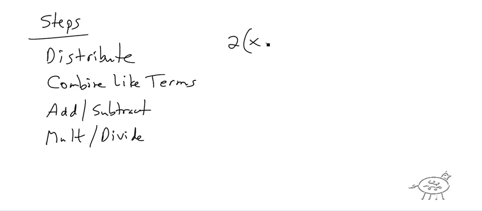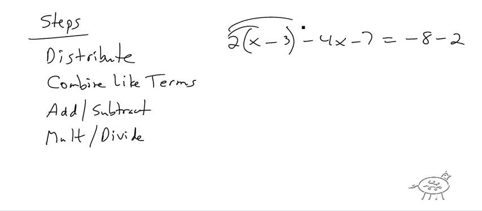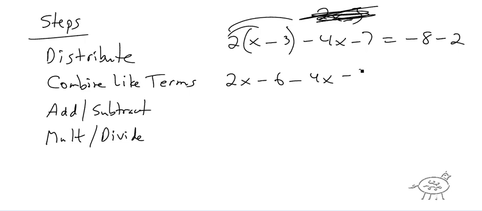2 parentheses x minus 3 minus 4x minus 7 equals negative 8 minus 2. All right, first thing, you're going to distribute. So make sure you distribute the 2 to both terms. That's a very common mistake. People love to do this, 2x minus 3, and totally forget to distribute that 2 with the negative 3. Okay, so that's wrong. So we get 2 times x is 2x, 2 times negative 3 is negative 6, minus 4x, minus 7 equals negative 8 minus 2.